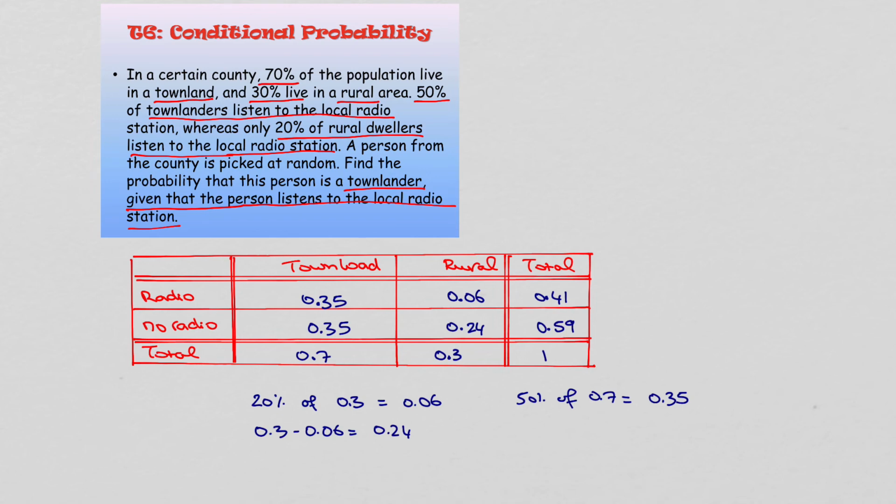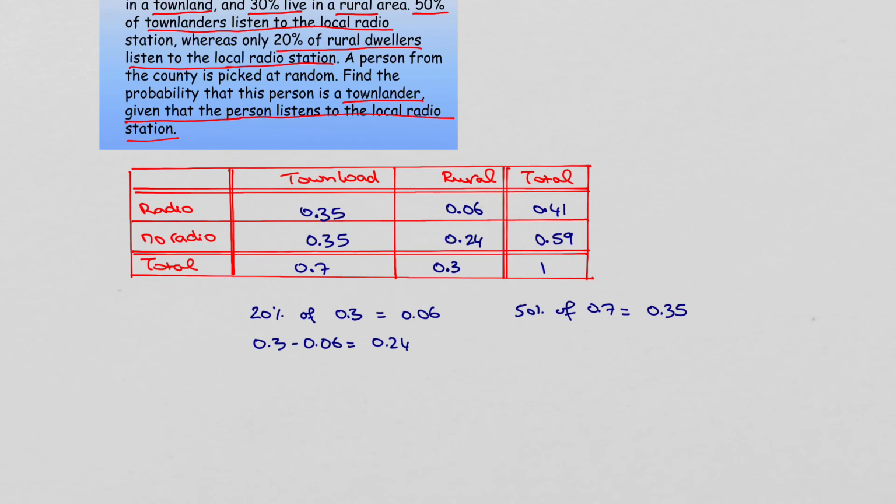So what we have to do now is find the probability that the person is a townlander, given that they listen to the radio. So if I say T for townlander, given that they listen to the radio, or R for listening to the radio, is the probability that they are a townlander and listen to the local radio over the probability that they listen to the radio. So townlander and listens to the radio is 0.35 if I look at my table.